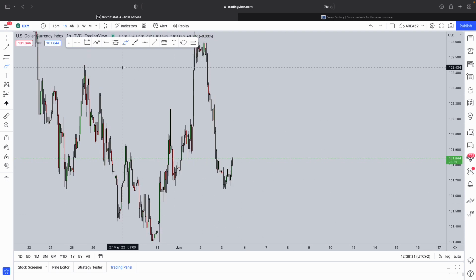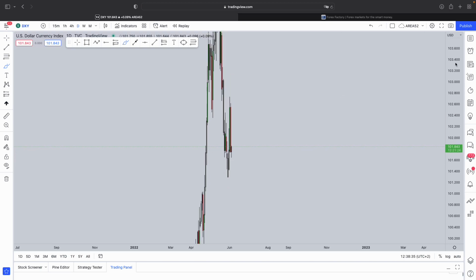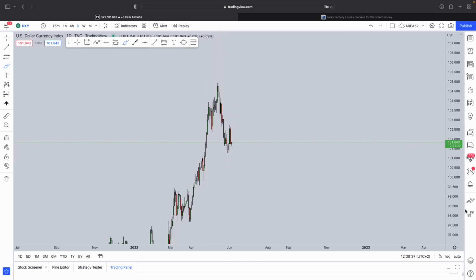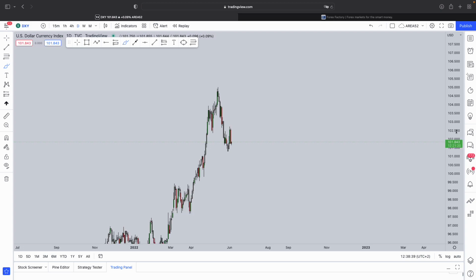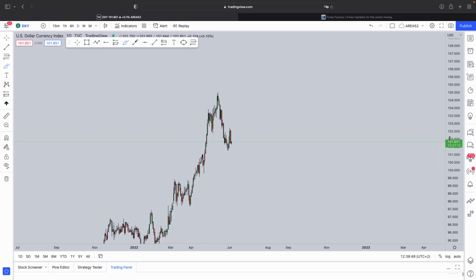If the data comes out positive, then yes, we can start looking for long opportunities, as we expect the Federal Reserve to further increase interest rate hikes, and we expect the dollar to increase in value in the long term as well. But you have to be reactive and not predictive. You need to learn to adapt to the market that changes on a daily basis.